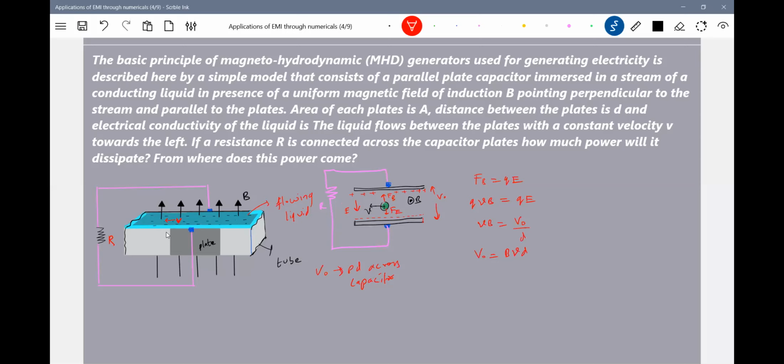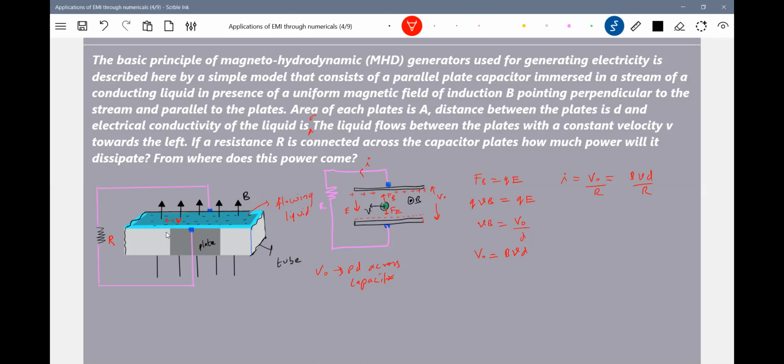Will there be any flow of current? So what is I now? I is equal to V naught by R, which is equal to BVD by R. Is it only that much or is there anything else? Try to read the question carefully. The liquid has an electrical conductivity, and I think some symbol is missing. I'll bring in sigma.